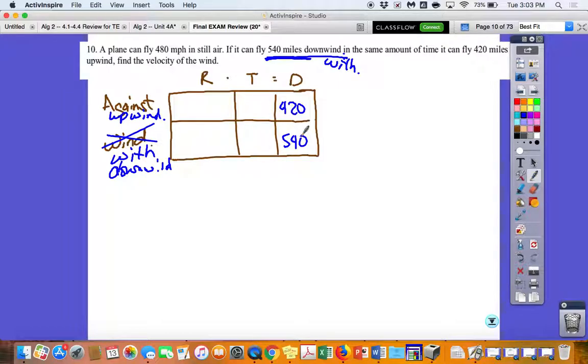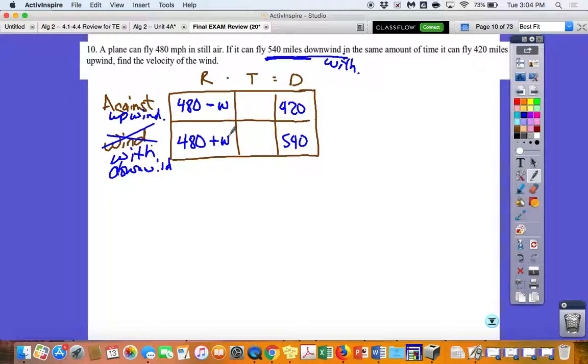Okay, now think about this. You've got 480 is what it's normally doing. But if you're going against the wind, the wind is working against you. So you subtract out what the wind's doing. Now, with the wind, 480 is your norm. But if you're going with the wind, it's pushing you. So it's helping you. So that's the reason the number's bigger. So you've got to add or subtract your wind.